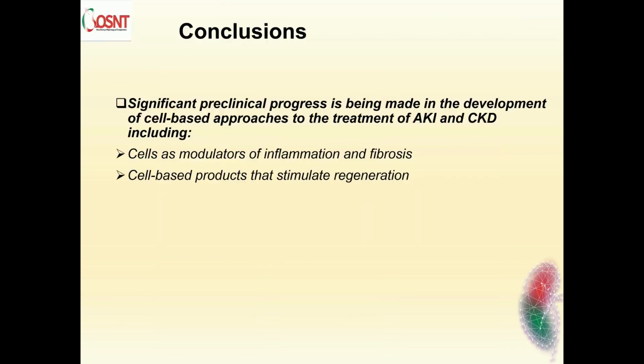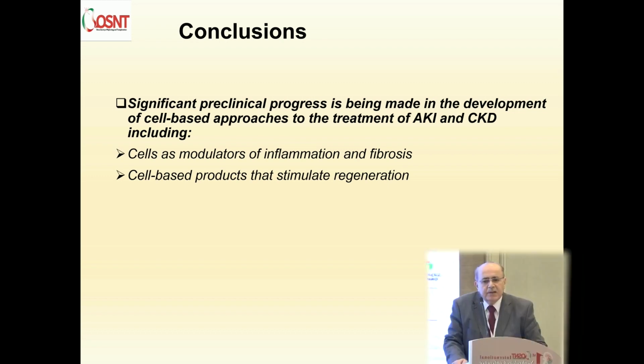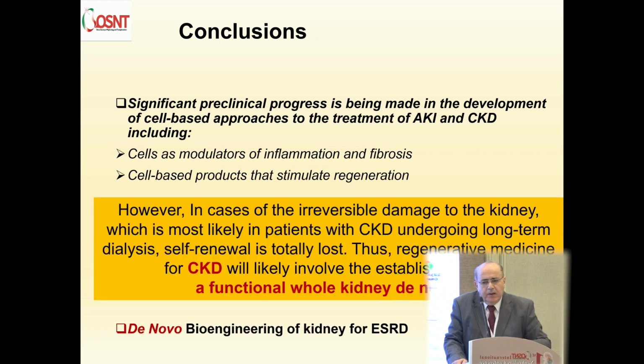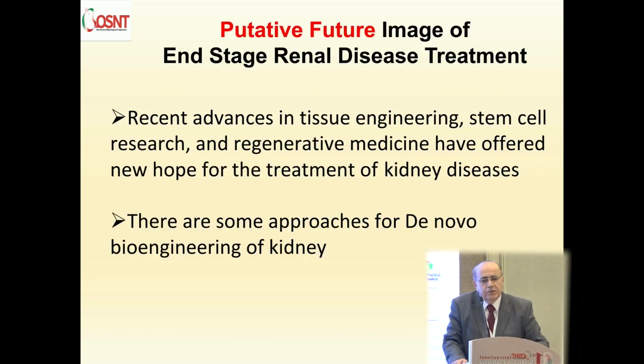Now, the conclusion was there is preclinical progress being made in the development of cell-based approaches to the treatment of acute kidney injury, either cells as modulators of inflammation and fibrosis or cell-based products that stimulate regeneration. However, in chronic kidney disease, this doesn't function. We need a functional whole kidney de novo.